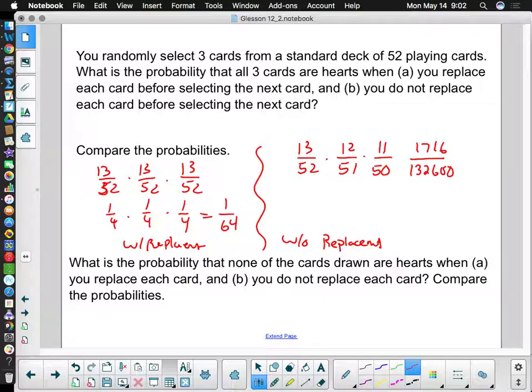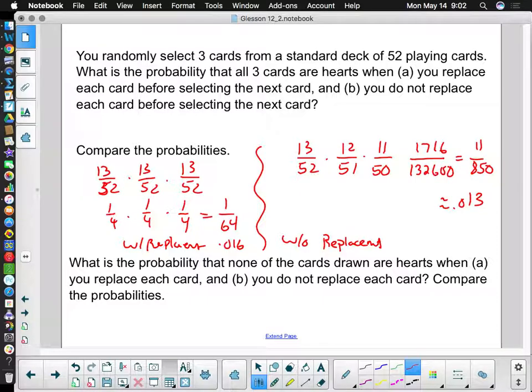It's 11 over 850, to reduce decimal, or about 0.013. That's a 1.3% chance. Here I've got 1 out of 64, which is about 0.015, or 0.016 rounded. Okay, so with replacement, I do have a much higher probability, well, not much, but I do have a higher probability of getting 3 hearts.